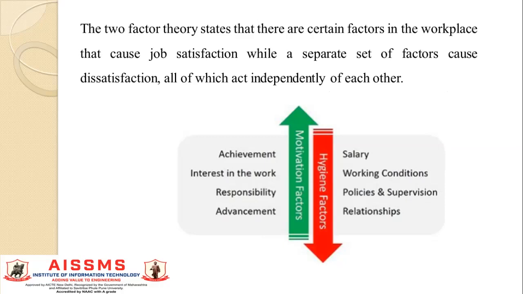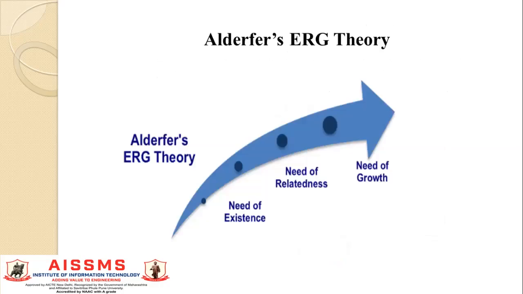If we look at the hygiene factors, they include salary, working conditions, relationships, policies, and supervision, which are important. If we see the motivation factors, they are advancement, responsibility, interest in the work, and achievement. So, only if both these factors are satisfied is the employee going to be satisfied as a person, and he or she would be motivated to do the work.